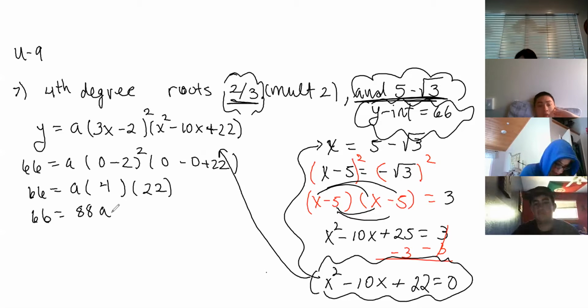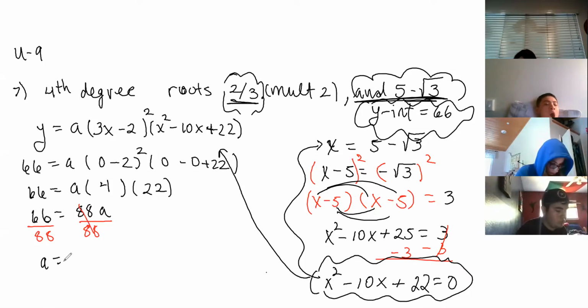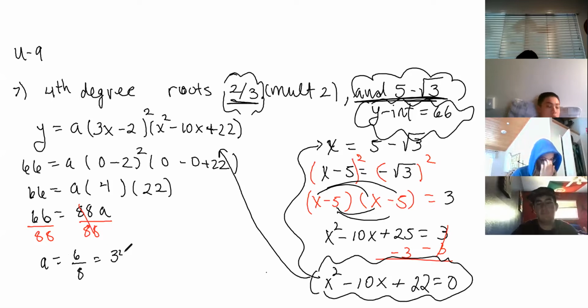And I'm looking for a, so what do I divide both sides by? 88. And I can at least divide by 11. Would you guys agree with that? Mm-hmm. When I divide by 11, what does that give me? 6 over 8, and I could still reduce by 2. What does that give me? 3/4. And that is my a value.